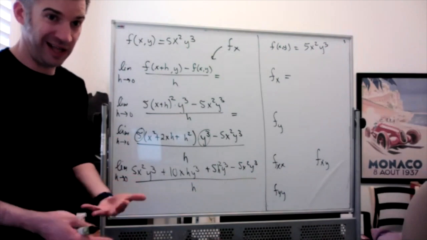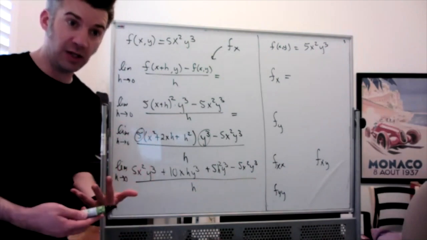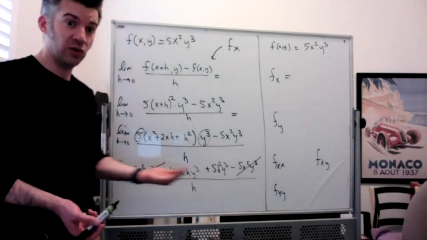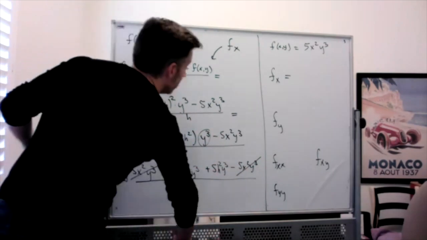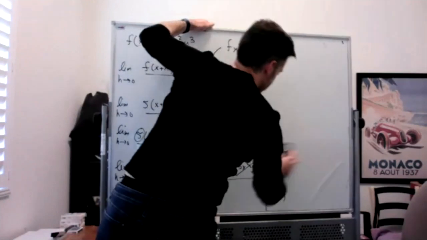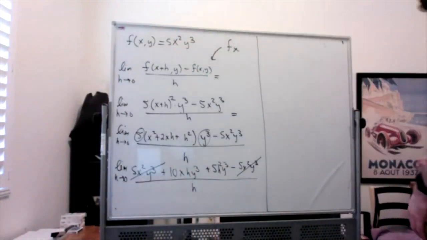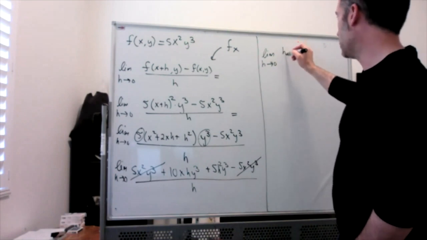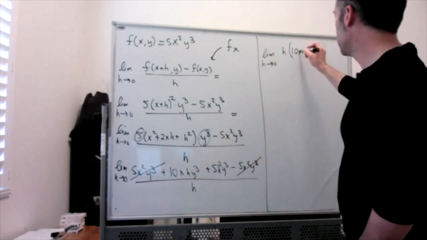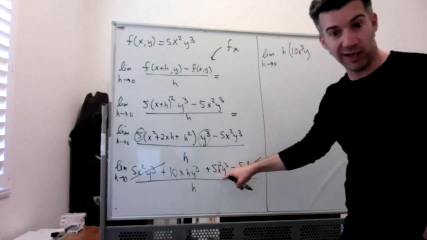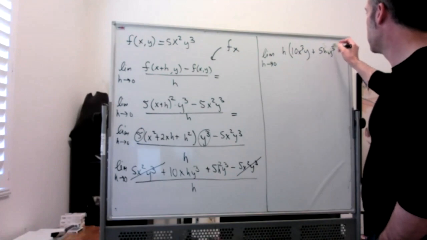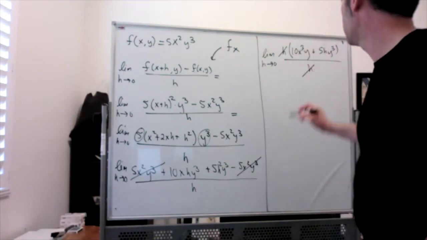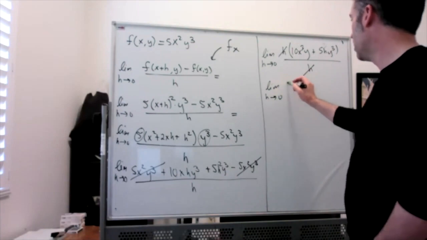And then just like in 17a when we did the limit definition, the things that don't have h's cancel out. Everything that's left does have an h. You can factor an h out, cancel with the one at the bottom. So I'm going to erase this because we have this over here already. Factoring out an h from the top, I've got the limit as h goes to 0 of h times 10xy cubed and then 5hy cubed, divided by h. These h's cancel.